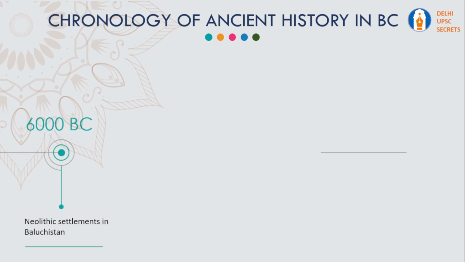Now the story starts around 6000 BC, where the early Neolithic settlements were found in the present day Mehrgarh, or you can say the Baluchistan region. This is a period where people actually had development of agriculture, the domestication of animals, etc. But obviously in a more primitive fashion.